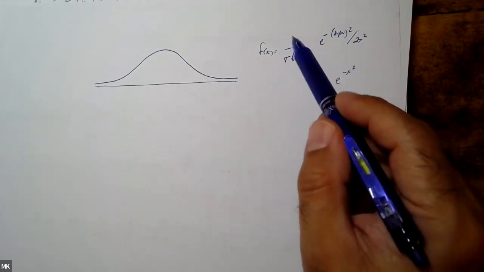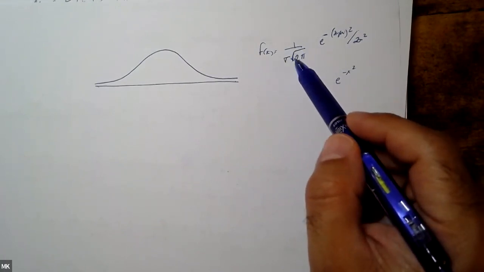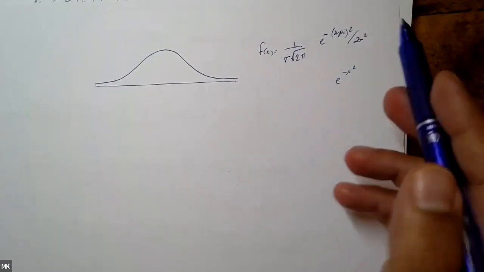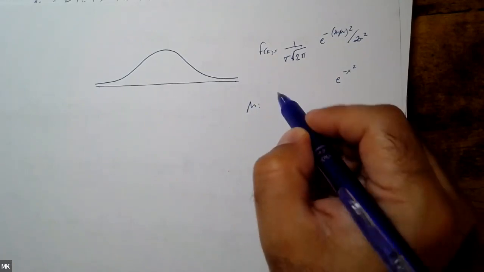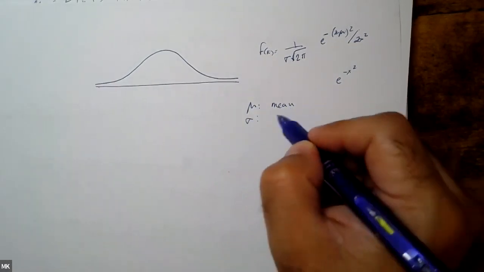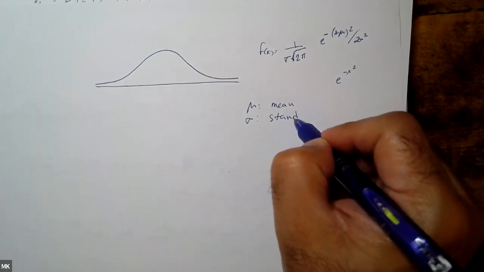So this part is supposed to make sure that the area under the curve is 1 when you integrate it. That's why you have this piece. And mu and sigma, of course, have roles: mu is your expected value or your mean, as it was before. Sigma is what we call standard deviation.